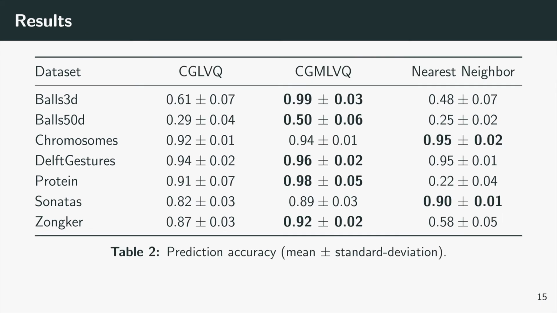Here are our final results from our test. We've shown the mean accuracy with standard deviation. We see the CGM LVQ, so the LVQ model with relevance learning performed very well during all experiments. Only sometimes the nearest neighbor was competitive, sometimes a bit better. The LVQ method without relevance learning was not as good as the one with relevance learning, but also sometimes much better than our baseline classifier nearest neighbor.